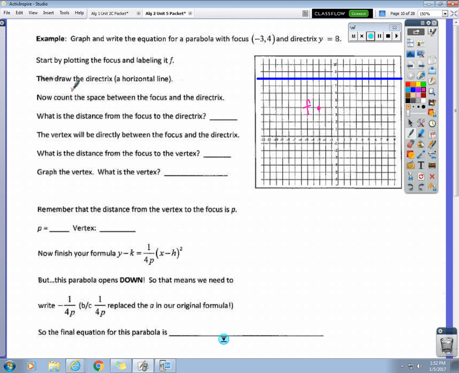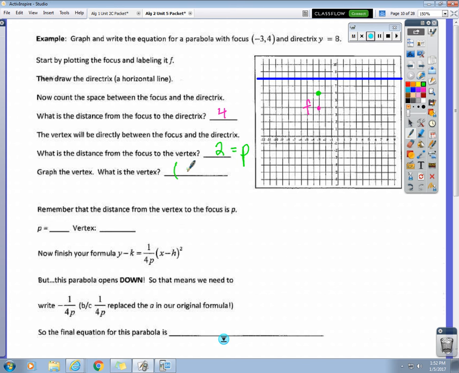Okay, so count the space between the focus and the directrix. How many spaces are between those? 4. So doesn't that mean that the vertex has to be located halfway in between? So right there. The vertex is always right in between the focus and the directrix. So what's the distance from the focus to the vertex? 2 units. And isn't that your p-value?